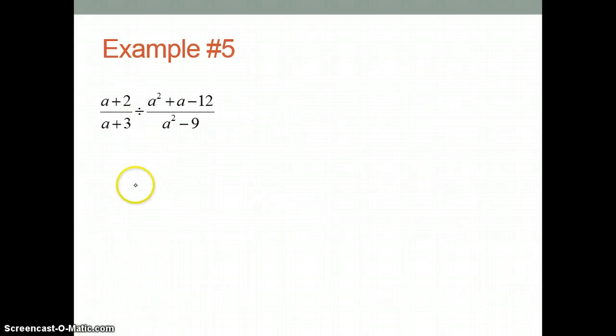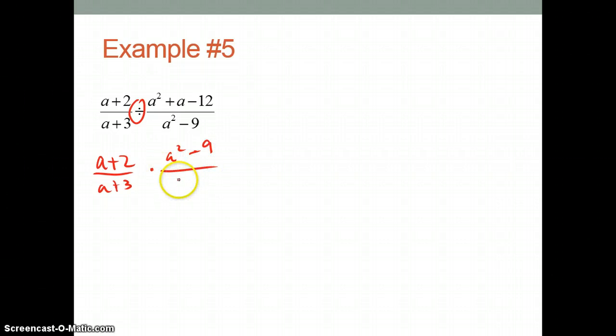Our next problem, the only difference from the previous problems is it's division. So I'm just going to rewrite it as multiplication, just like we would any other fraction. And when we do multiplication, we flip the second fraction. So if you're not familiar with that, again, watch those videos. The next step we do is we factor it out. So I'm just going to quickly factor these.